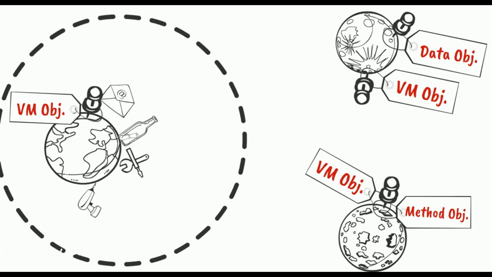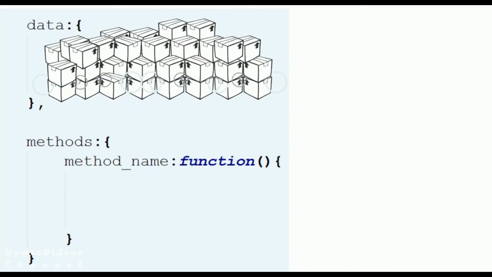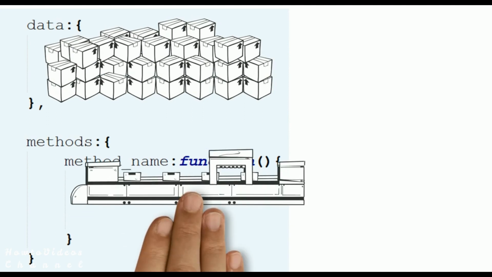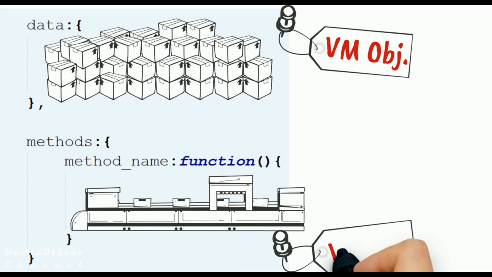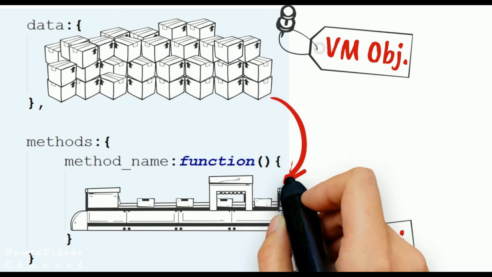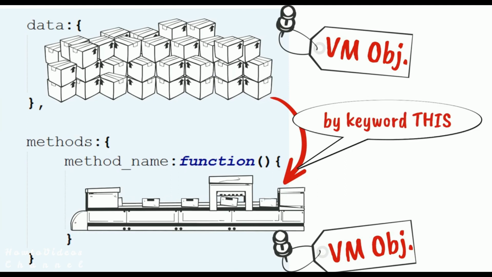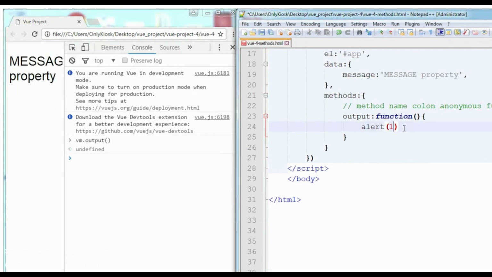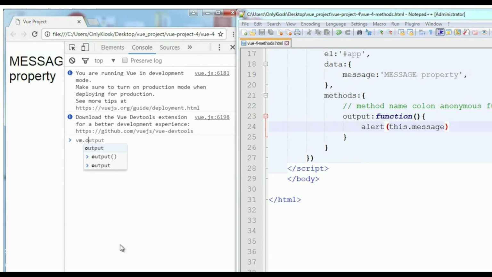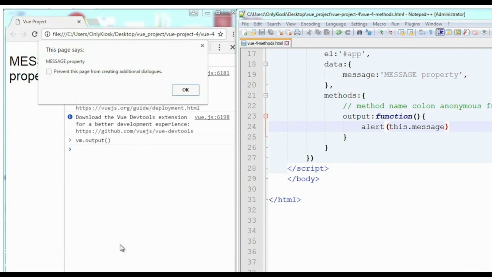Do you know what that means? The data object only has properties. The methods object only has methods. Both the two objects are proxied by the VM object. This means methods can directly access properties using the keyword this. So, in the parentheses of the alert function, we put this.message. Run the program. We can see the output method has successfully retrieved and displayed the value of the message property.